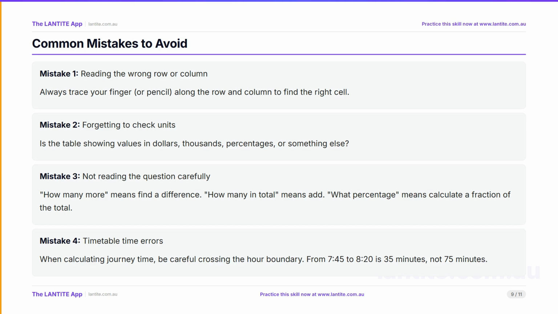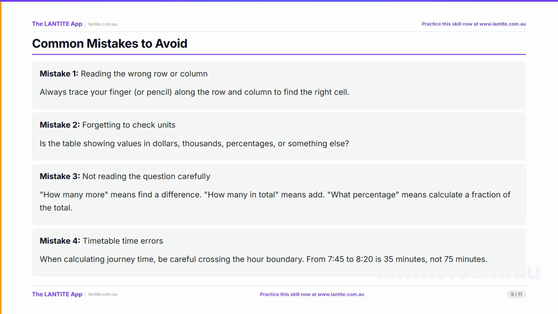Here are the most common mistakes with table questions. First, reading the wrong row or column. Always trace along carefully. Second, forgetting to check units. Is the table showing dollars, thousands, percentages? Third, not reading the question carefully. How many more means subtract. How many in total means add. And what percentage means divide by the total and multiply by 100.